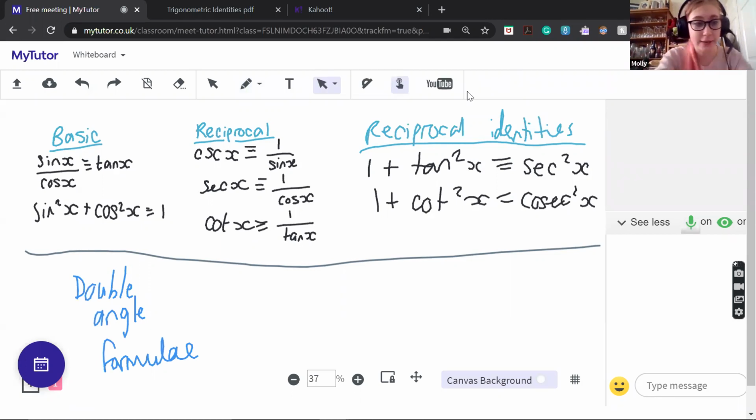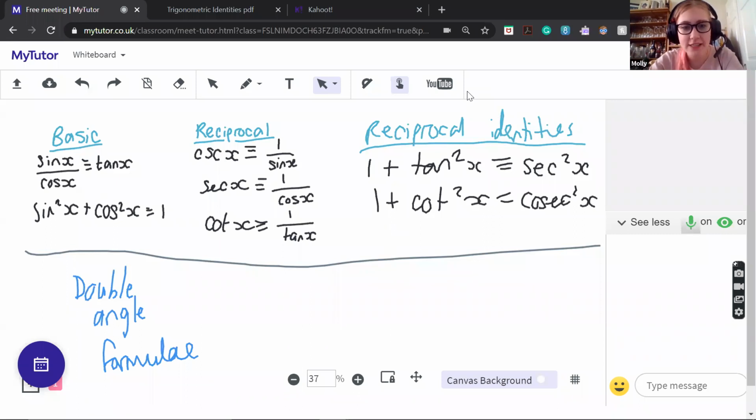But if you think about it, these only work when all of those x's are the same. So what if we had sine of 2x over cos x? We couldn't reduce that to anything. So what these formulae are used for are writing sine of 2x in terms of just things with an x rather than a 2x in it.